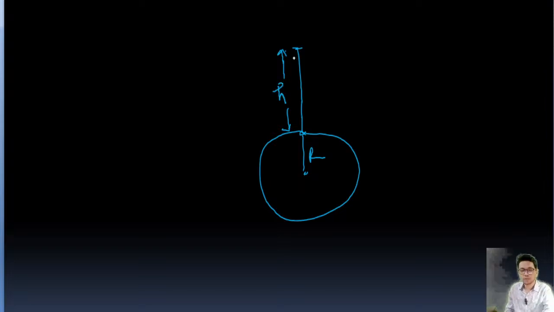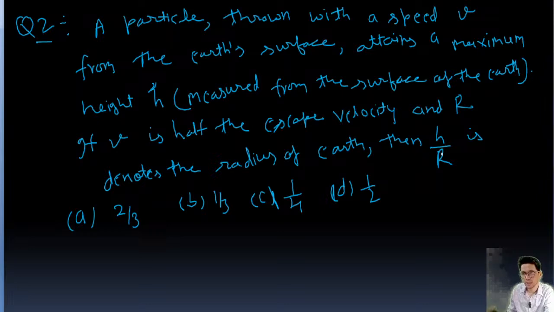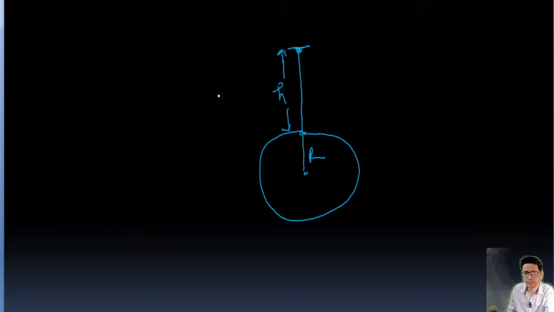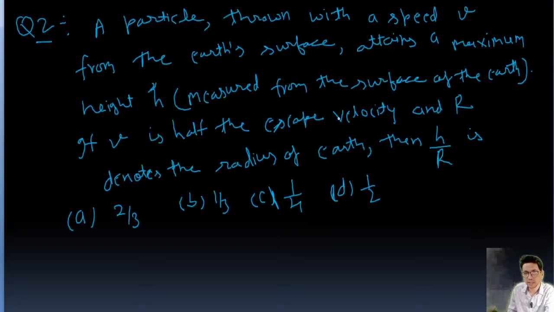Okay, so this is the condition, guys. We have a particle thrown with speed v, and it goes up to height h, this height. We have been given that velocity is half of the escape velocity, and R denotes the radius of earth, and h upon R we need to find out. Simple thing. Since v is half of escape velocity, this is given in the question.